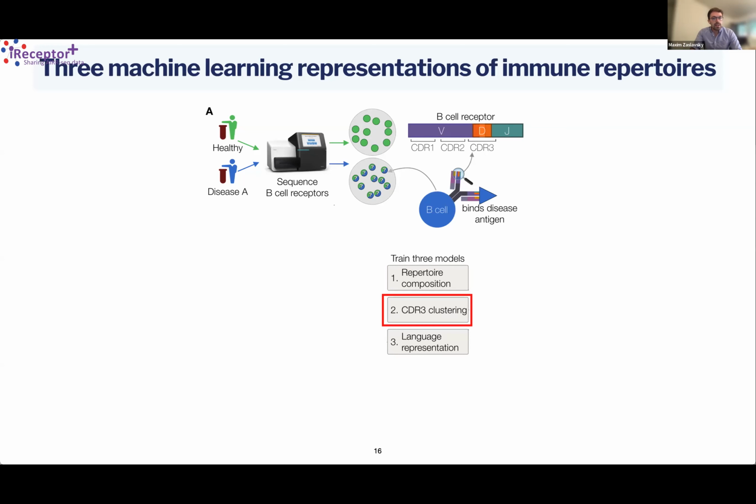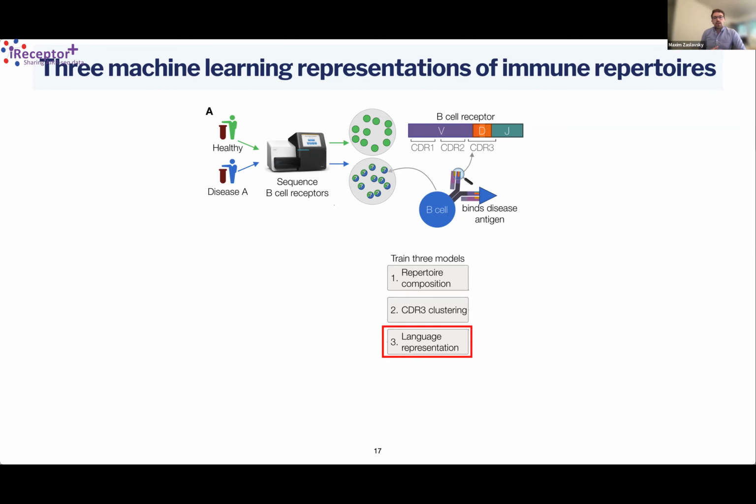The second model identifies groups of highly similar sequences across people. Now, this is a technique developed over the years by many groups, including folks here in the audience. And the idea is to detect highly similar CDR3 sequences shared between people with the same diagnosis.